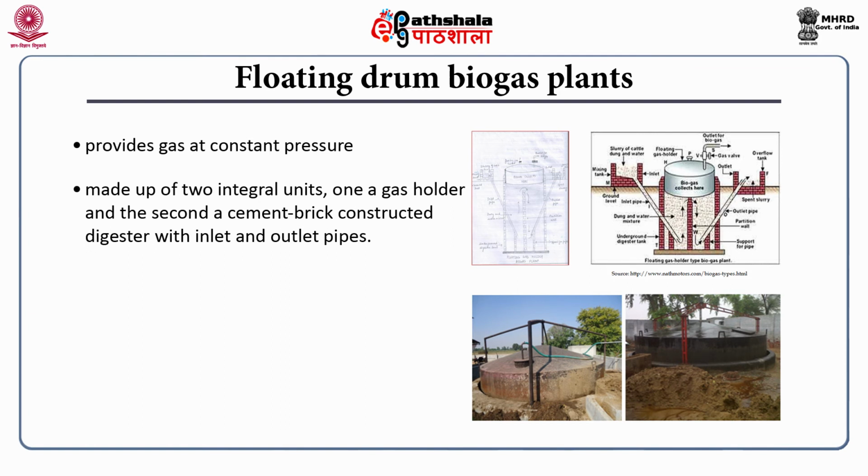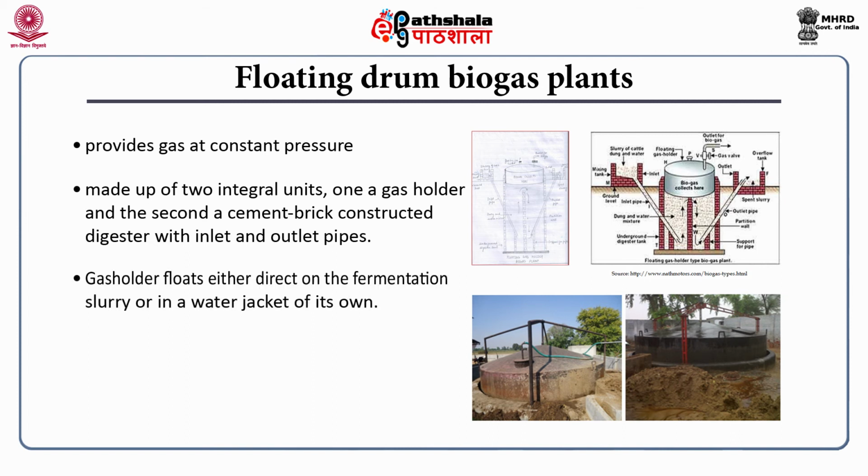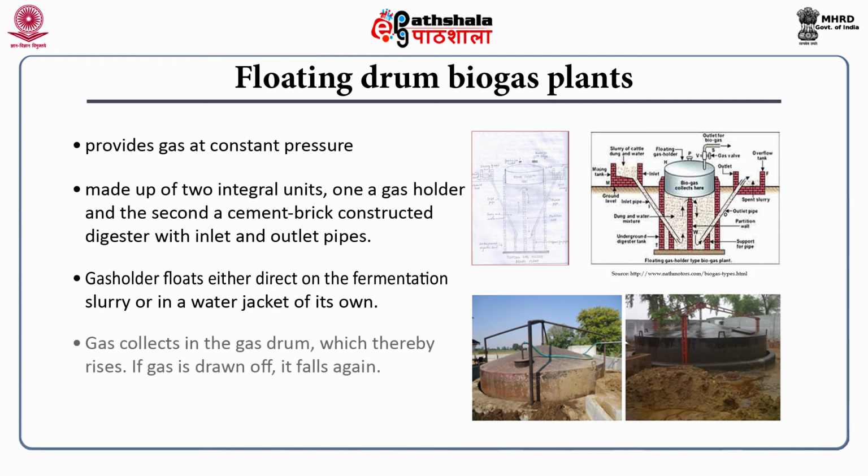This type of plant is made up of two integral units. One is a gas holder and the second one is a cement brick constructed digester with inlet and outlet pipes. The gas holder floats either directly on the fermentation slurry or in a water jacket of its own, and the gas collects in the gas drum, which thereby rises. If the gas is drawn off, it falls again. The gas drum is normally prevented from tilting by a guide frame, and there are a number of plants of this model like KVIC, Ganesh, Ferrocement, Pragati, which are approved by the Ministry of New and Renewable Energy Source.